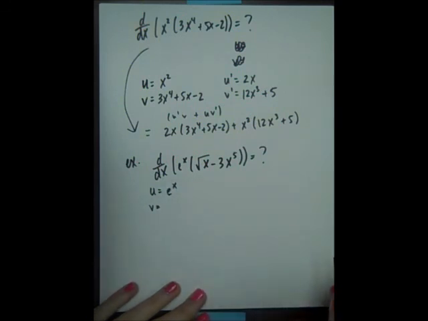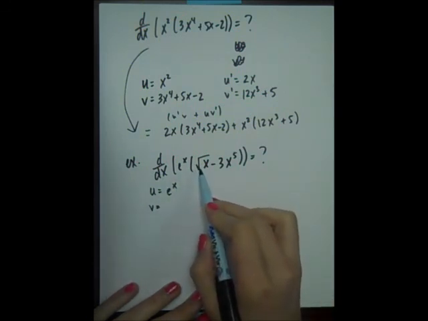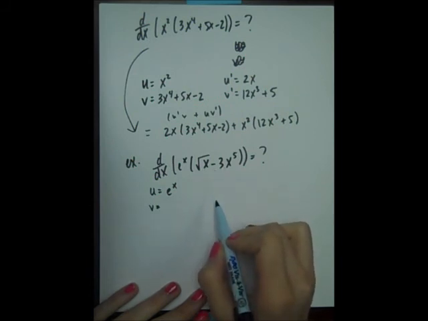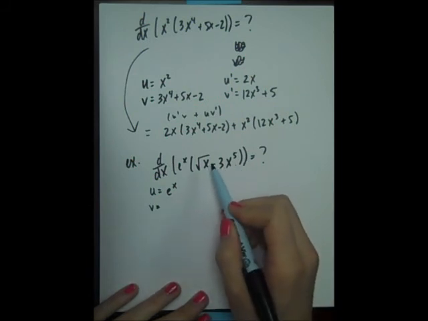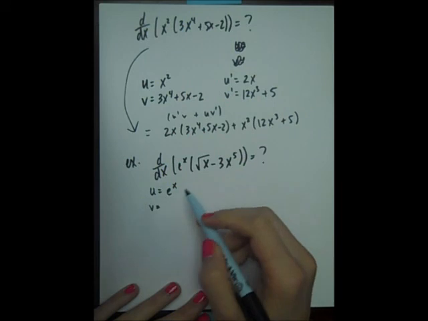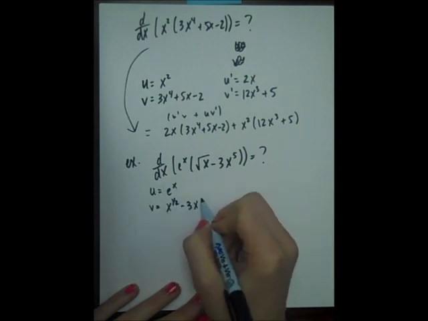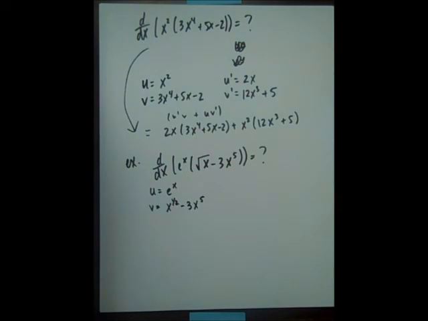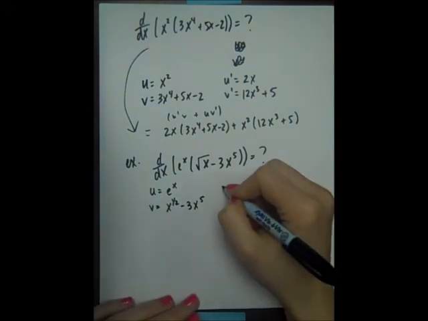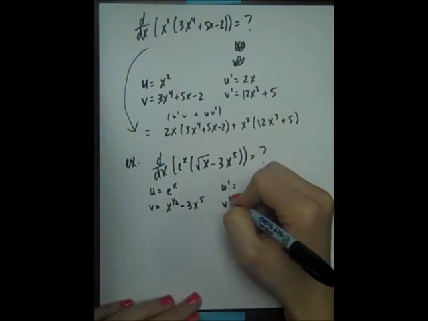U here is just e to the x. Now my second function is the square root of x minus 3x to the fifth. So if you recall, I told you, try to write everything as a power. So I'm going to write this as x to the 1/2 minus 3x to the fifth. Now let me find my u prime and my v prime.